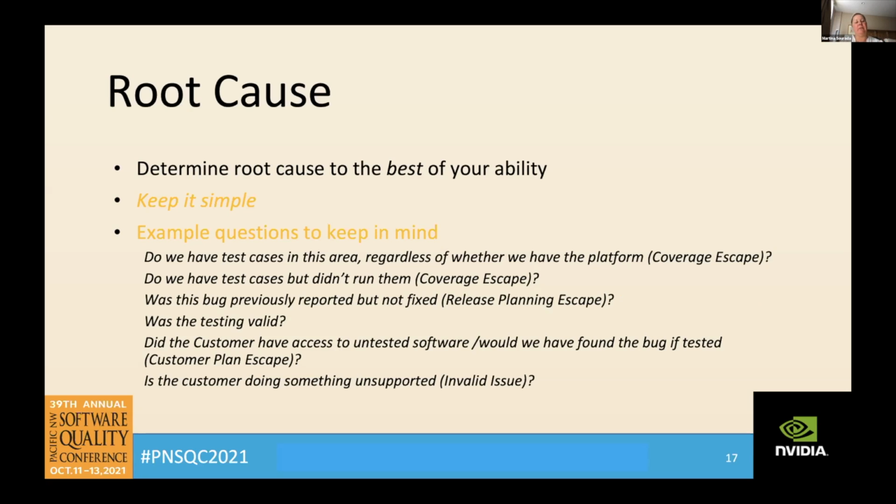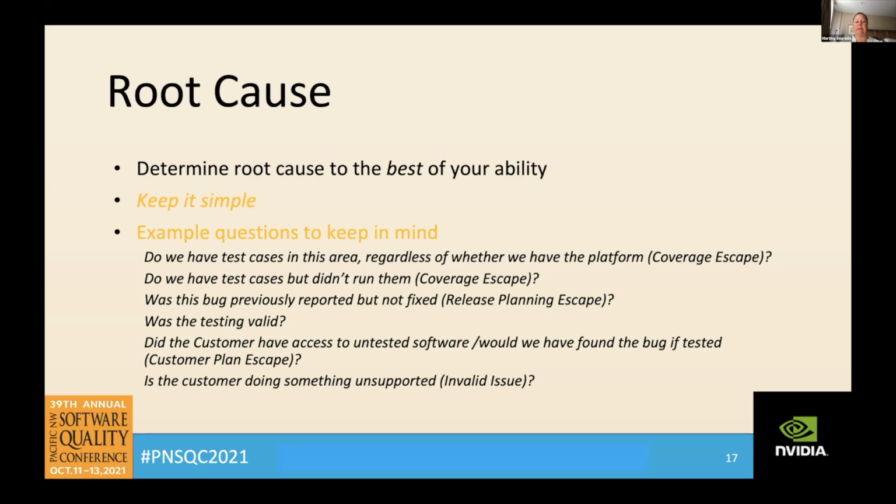And the questions are everything from, do we have test cases in this area, regardless of whether we've actually got the config or the platform? Do we actually have the test cases, and maybe we chose not to run them, right? Was this a bug that was previously reported but not fixed? We've definitely seen issues like this, right? We actually surfaced an issue internally, but in the release process and the software development lifecycle process, as a result of it, we decided that we were going to ship with that issue, and lo and behold, it actually came in through the endpoint of the pipeline.